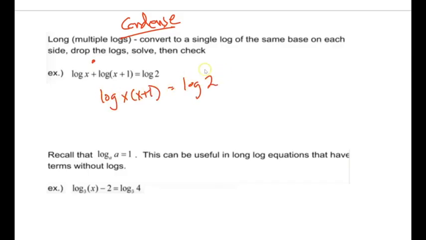I got to condense it first. Now I can do it. There's only a single log on each side. I can actually take the base of both sides. In this case, you don't see a base. It's base 10. Take 10 on both sides. These will cancel. And you get x times x plus 1 equals 2.